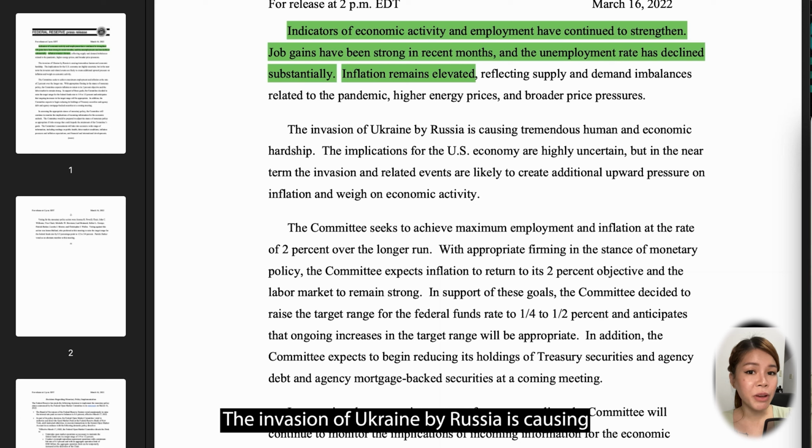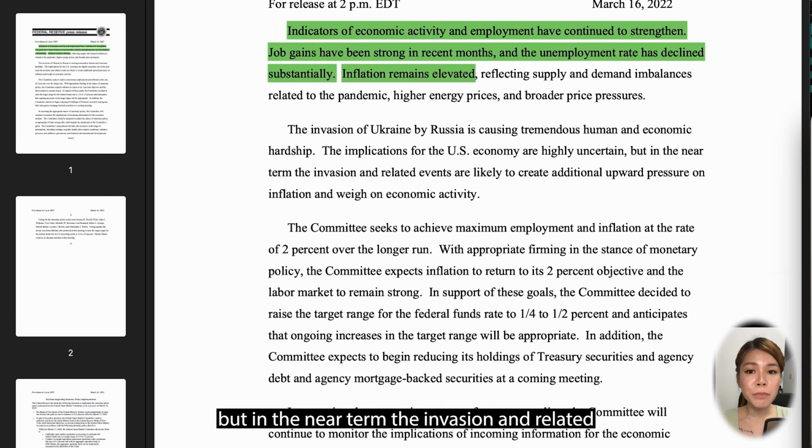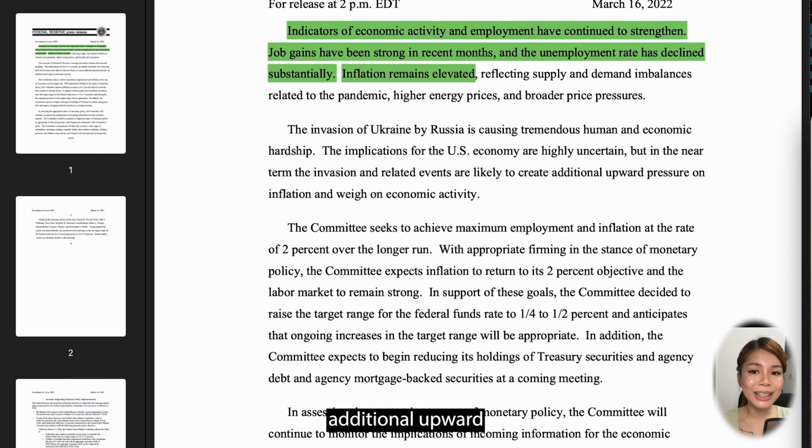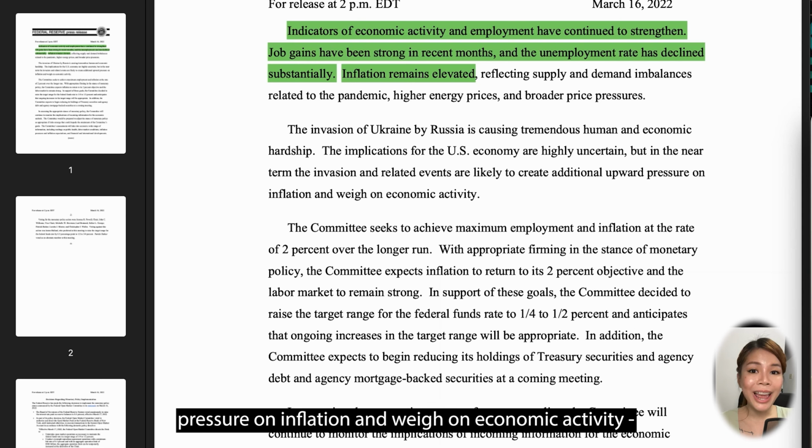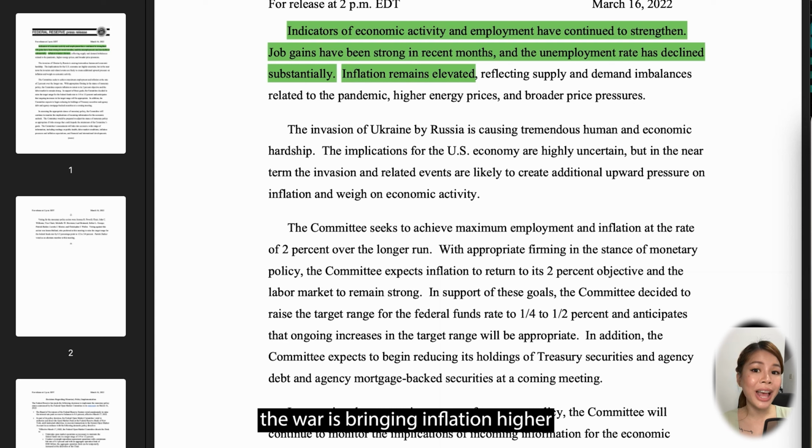The invasion of Ukraine by Russia is causing tremendous human and economic hardship. The implications for the U.S. economy are highly uncertain, but in the near term, the invasion and related events are likely to create additional upward pressure on inflation and weigh on economic activity. Since the U.S. is not directly involved in this war, this does not affect the U.S. economy directly. But because Ukraine is a major producer of food and Russia is a major supplier of oil and energy, the war is bringing inflation higher because of the disruption in the supply chain.